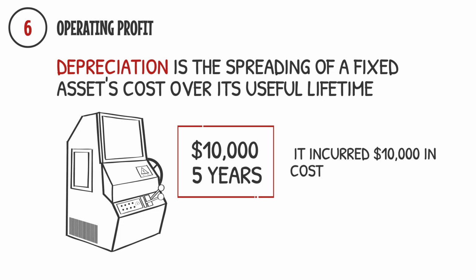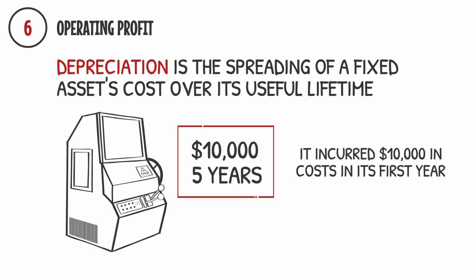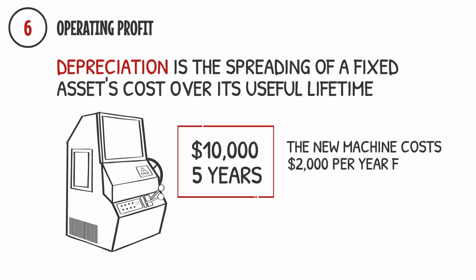Instead of stating that it incurred $10,000 in costs in its first year, the company may choose to state that the new machine costs $2,000 per year for the next 5 years.